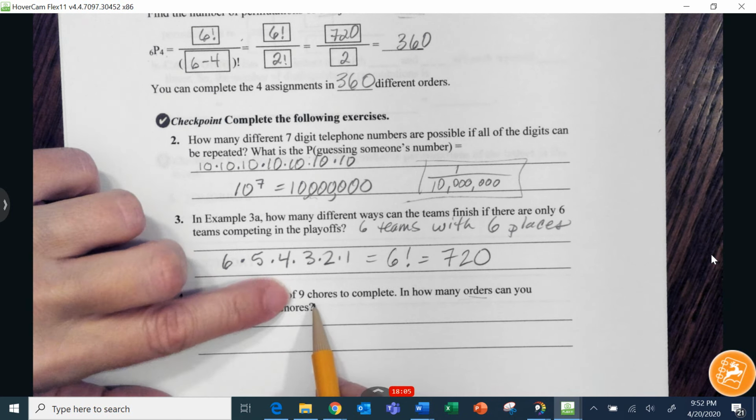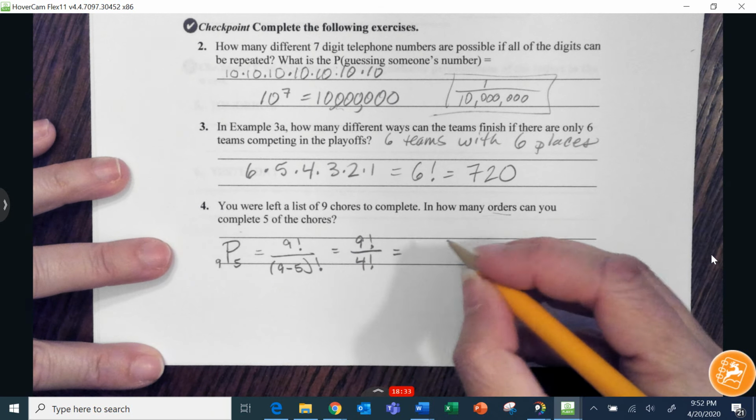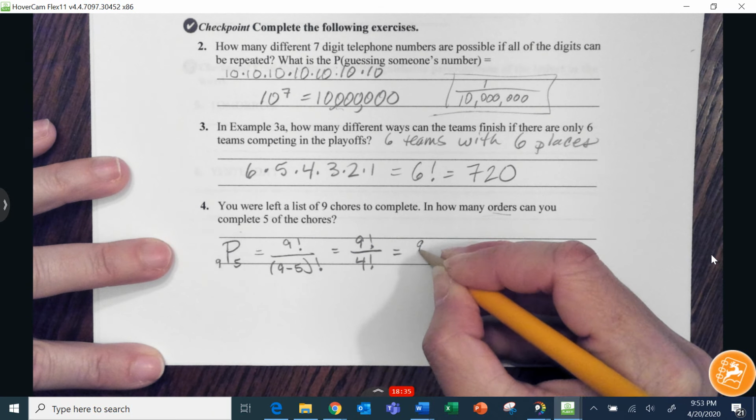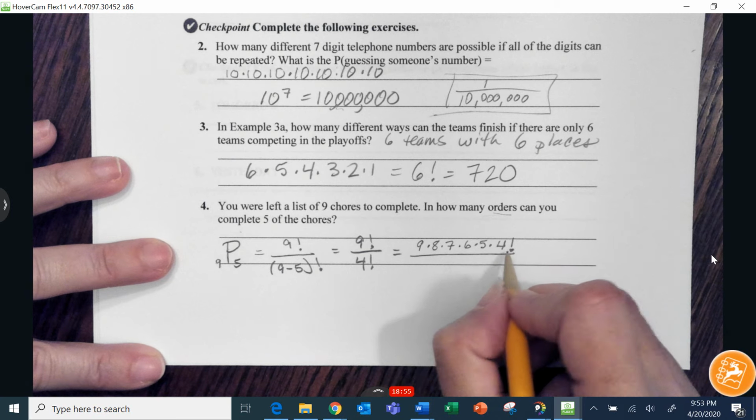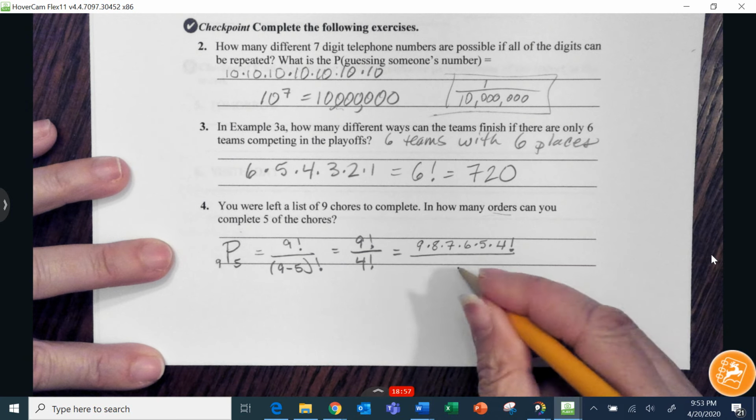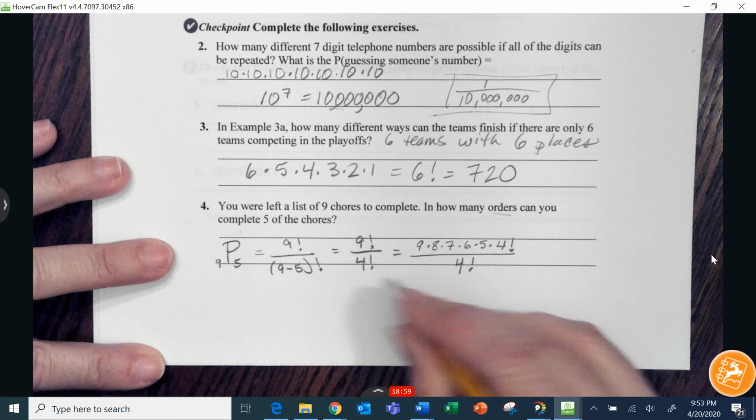I'm going to do it writing it out just because I know some people are going to want to go to those higher level classes, and we do this in higher level classes, but we do it with letters instead of numbers. So I think it's important to see it written out. So I've got 9 times 8 times 7 times 6 times 5, then I hit 4. And 4 is the same as 4 on the bottom. So I'm going to stop and put a factorial there. Then I'm going to copy that 4 factorial on the bottom.